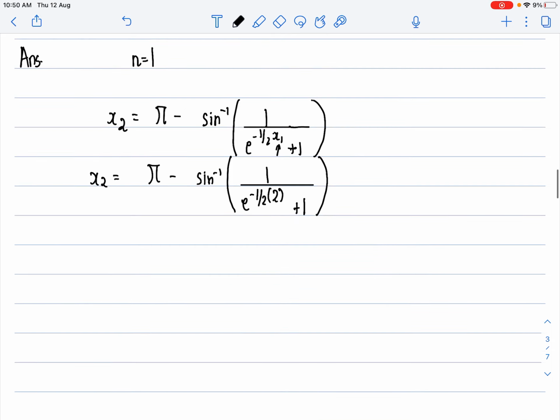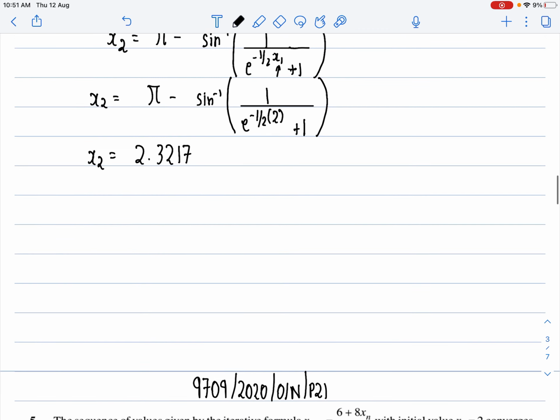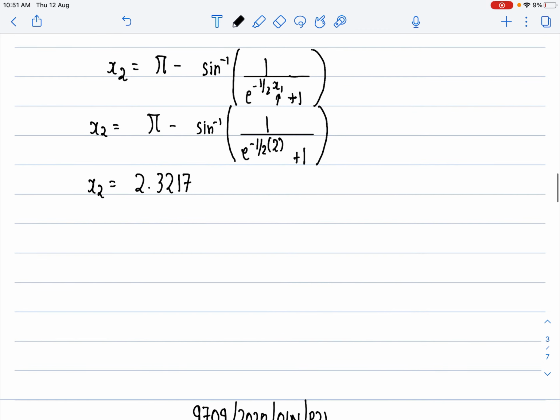Now what I can simply do is solve this on the calculator. When I do that, I get my answer as 2.3217, which is to 4 decimal places as they have asked us, and the final answer should be to 2 decimal places. So this is not the final answer. Now you need to calculate x3, and for x3 you need to listen to me carefully.